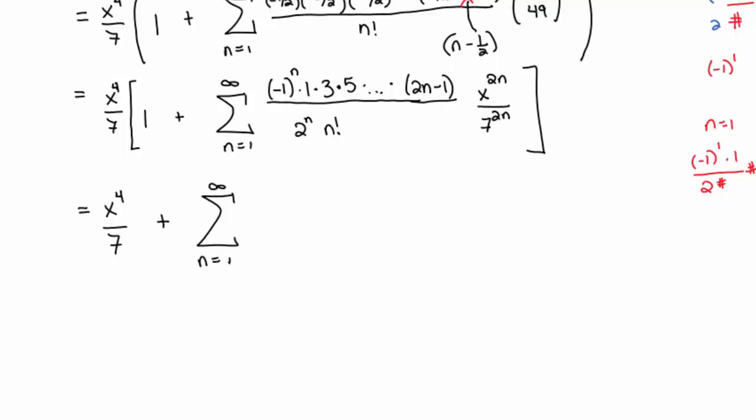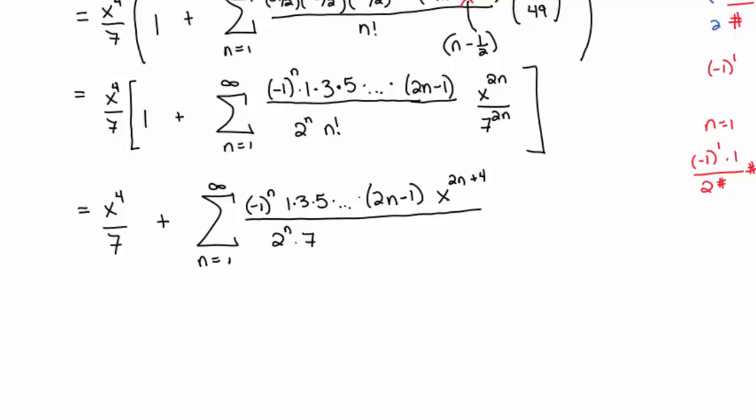I have an alternation in here. And then 1 times 3 times 5, basically the product of the odds, all the way up to 2n minus 1. X to the 2n, and again, we're multiplying by x to the 4th, so plus 4, over 2 to the nth times 7 to the 2n plus 1, because, again, we're multiplying the denominator by a 7, and then times n factorial. That is it. That is actually, and I don't want to say that's easy, but I'm just saying that that's the end of the problem.